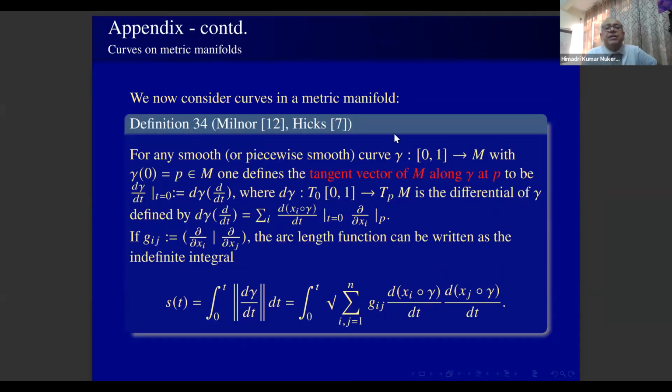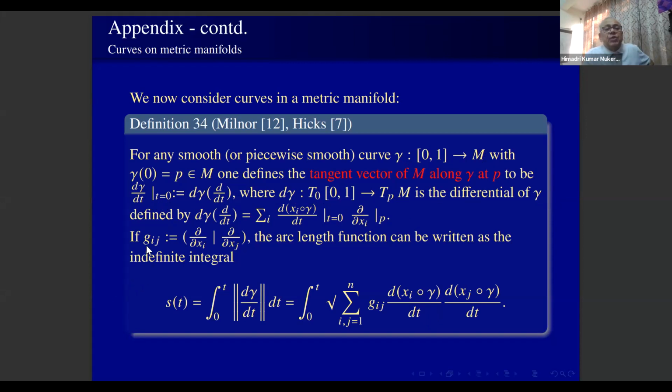We now consider curves in a metric manifold. Now for a smooth or piecewise smooth curve gamma from [0,1] to M, whose initial point is p, we define the tangent vector of M along gamma at p to be d gamma by dt at t equal to 0. And this is nothing but d gamma of d by dt, where d gamma is the differential. Suppose gamma is a map from here to here. So d gamma is a differential from the tangent space of this to the tangent space of this. And this differential evaluated at d by dt gives you d(xi composite gamma)/dt evaluated at t equal to 0 times del by del xi.